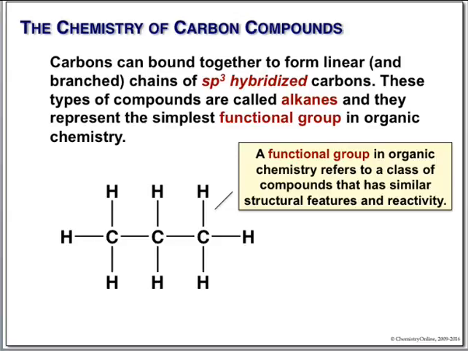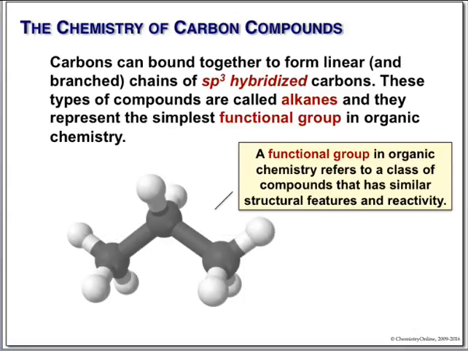Well, the functional group here is alkane. This molecule has 3 carbons. Each of these is an sp3 carbon. And you know that because they all have 4 bonds: 1, 2, 3, 4, 1, 2, 3, 4, 1, 2, 3, 4. And they're all single bonds. If we looked at this in a 3D model, it would look something like this. Again, all of these carbons are tetrahedral.